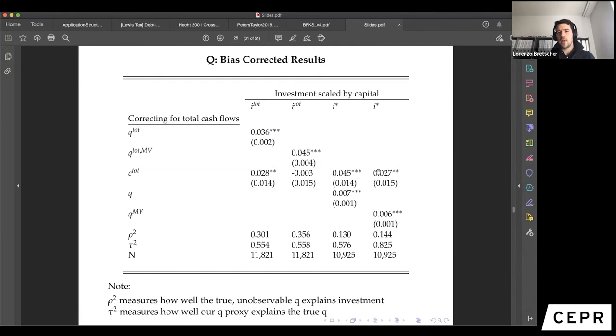If we do it for physical investment only and using traditional Q, even though we use market values to calculate traditional Q, cash flows are still significant, but the point estimate is lower and the statistical significance goes down. Okay, so the direction is a good one if you want to conclude that way. For both Qs, for total Q, the results are a bit stronger than for traditional Q and physical investment.